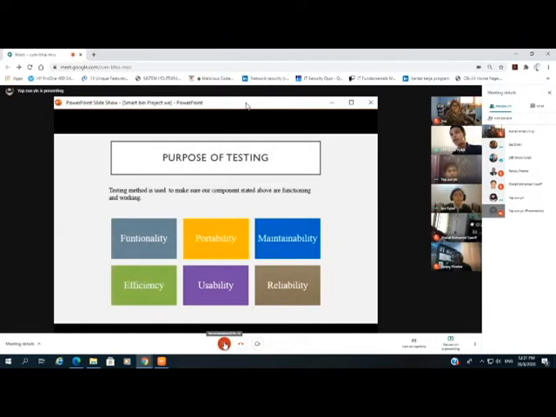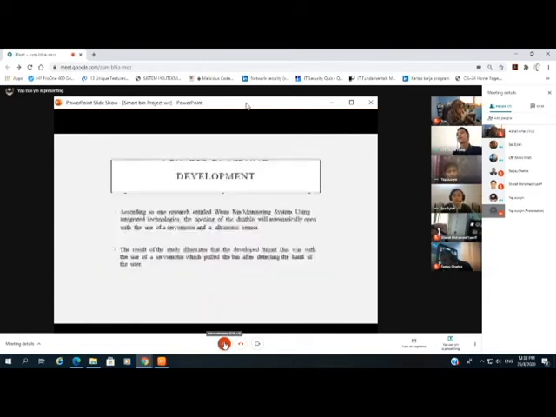First one, functionality. Portability, maintainability, efficiency, usability, reliability. For the development, according to one research entitled Waste Bin Monitoring System using Integrated Technology, the dustbin will automatically open with the use of a servo motor and an ultrasonic sensor.